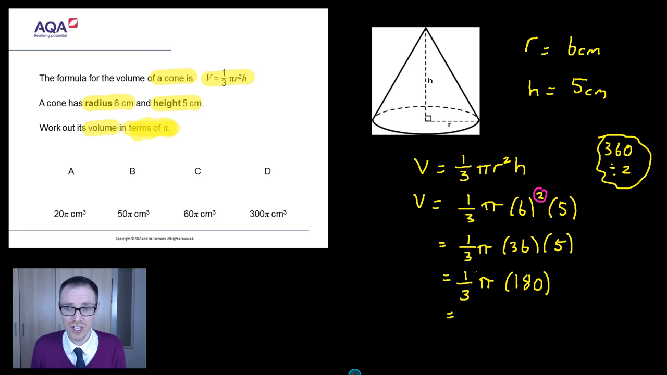A third times 180. That just means a third of 180, which I reckon is 60. Keep your pi there. You don't need to worry about him. Just remember to include him. And you end up with 60 pi. Is that one of our answers? Whew. Always a good sign when it is. C. So that must be the correct answer.